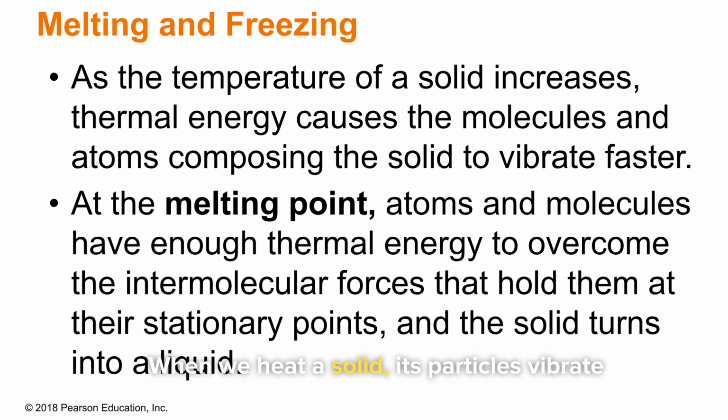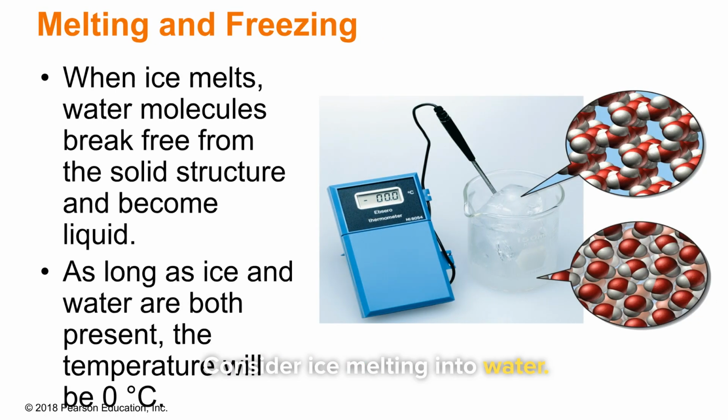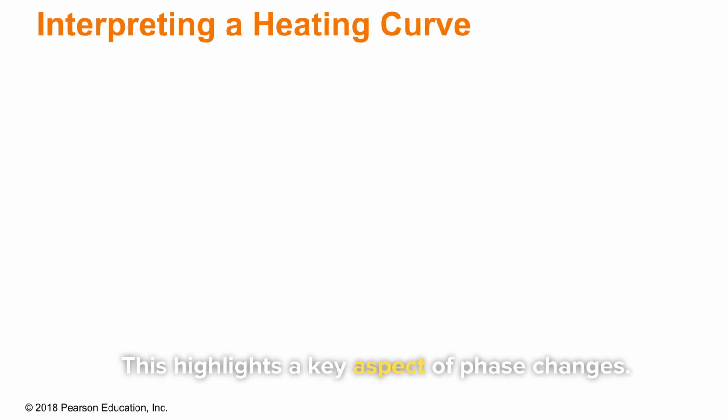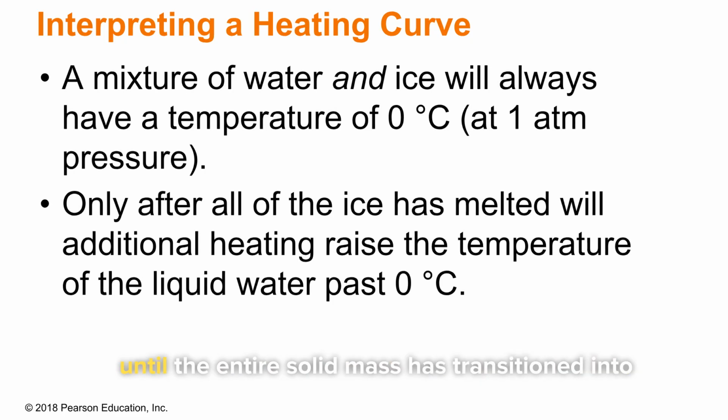When we heat a solid, its particles vibrate faster. At the melting point, the thermal energy is finally sufficient to overcome the intermolecular forces holding the structure in place, allowing it to transition into a liquid. Consider ice melting into water. As long as both phases are present, the temperature of the mixture remains locked at 0 degrees Celsius, regardless of the heat being added. This highlights a key aspect of phase changes: temperature plateaus during melting. The system remains at 0 degrees Celsius until the entire solid mass has transitioned into liquid.